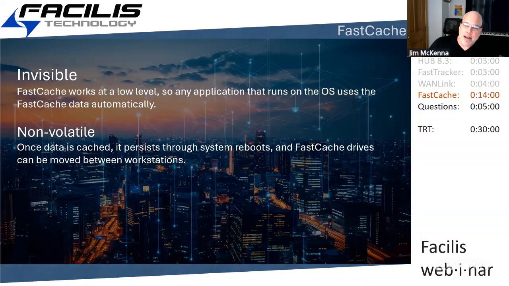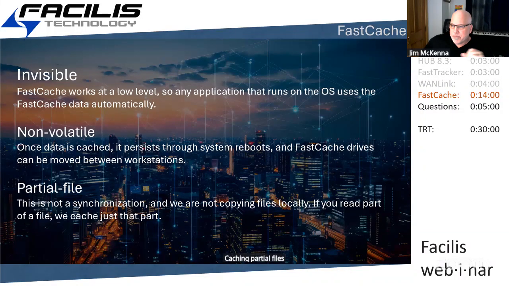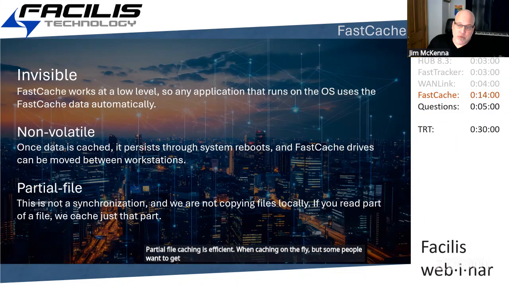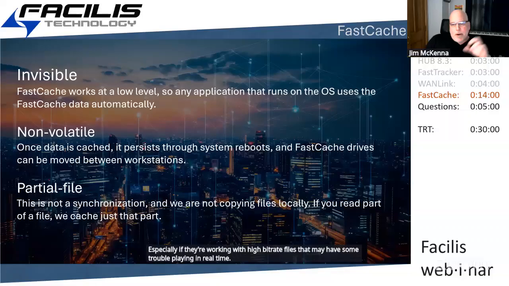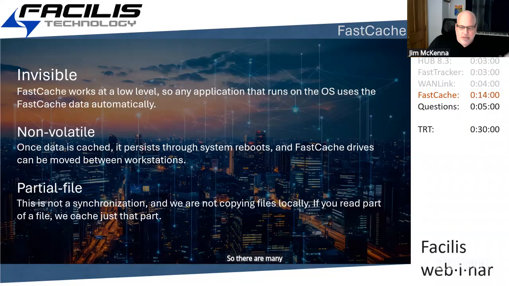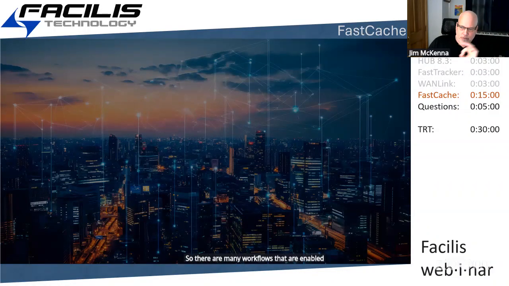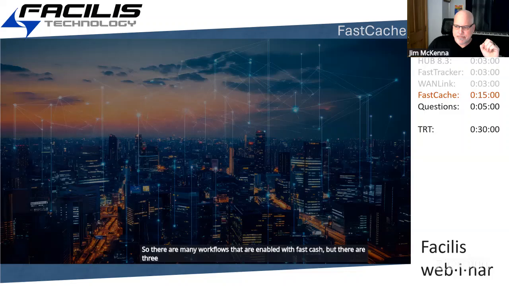Caching partial files is very efficient. Instead of the hour-long source file, you only need to cache the 2 minutes in the timeline. Partial file caching is efficient when caching on the fly, but some people want to get all their needed files cached before they start, especially if they're working with high bitrate files that may have some trouble playing in real time. So there are many workflows that are enabled with FastCache, but there are 3 basic ones.